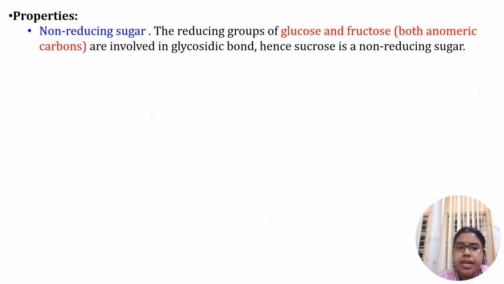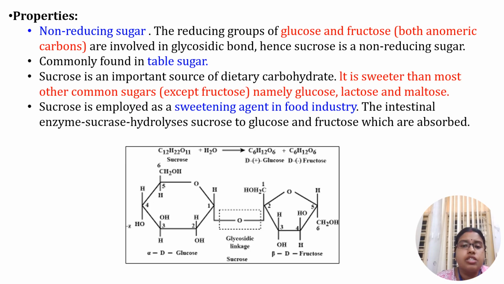What are the properties? C1 of glucose and C2 of fructose, both the anomeric carbons, are attached for the glycosidic bond. That's why there is no free anomeric carbon. That's why sucrose is non-reducing in nature. It is commonly found in table sugar.